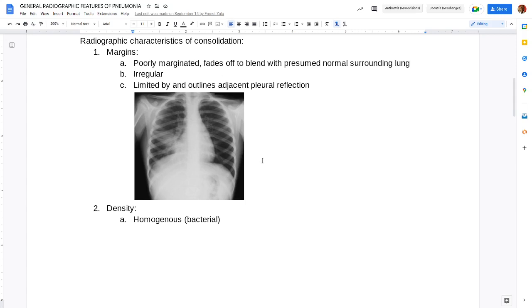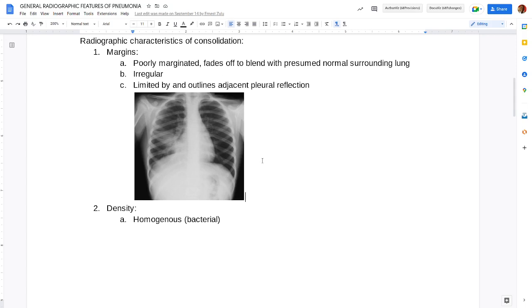Except in a situation where there is what is called a fissure nearby, which separates the different lobes of the lungs. I think we can come to that later on. But that's the first aspect, the issue of the margins. So the margins will be irregular, the patch will be poorly marginated, fading off and blending into the normal surrounding tissue on the periphery.